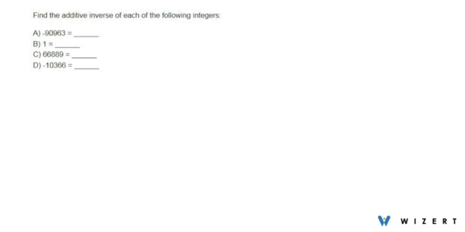Find the additive inverse of each of the following integers, and these are the integers. So first of all, what is additive inverse?